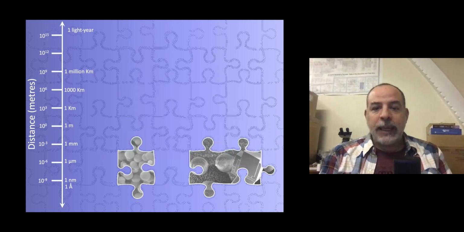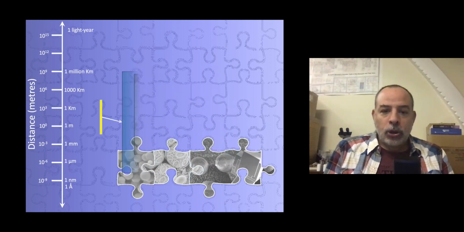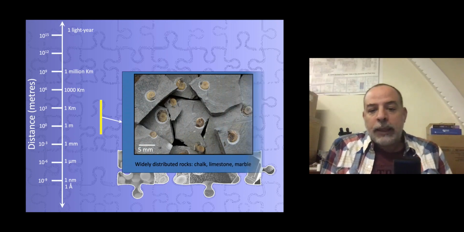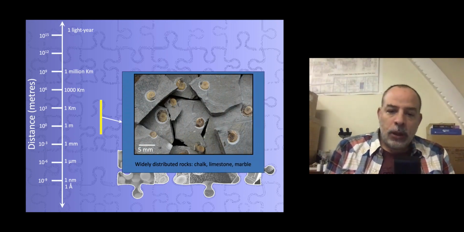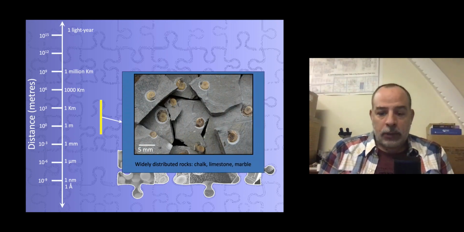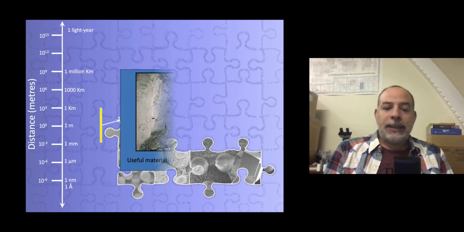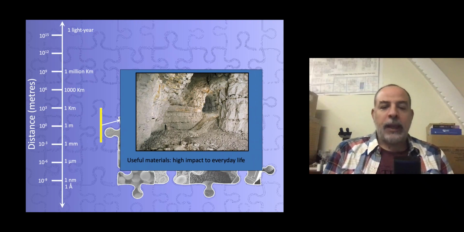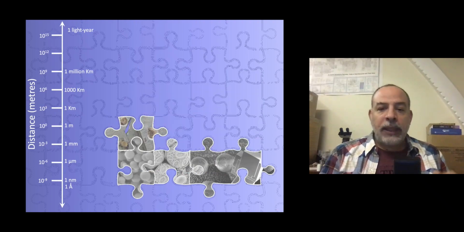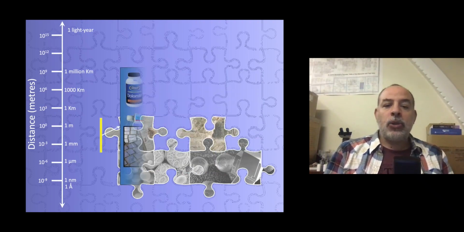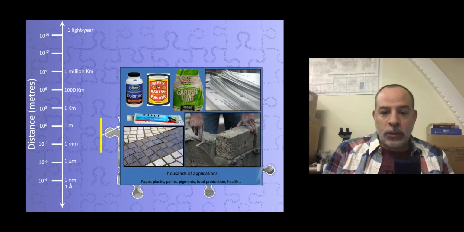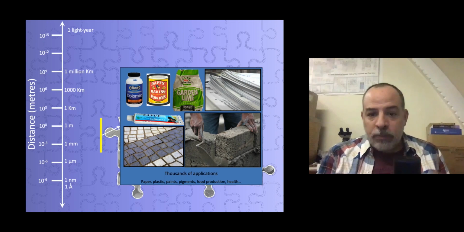And at the same time, they are the building blocks of rocks that are widely distributed on Earth, from chalk, limestone, marble, and many more. And these rocks are essential for us. They are essential because they are useful materials. They have impact to everyday life. They are essential for many industrial processes, from construction to paints, food production, health, paper, and many more.